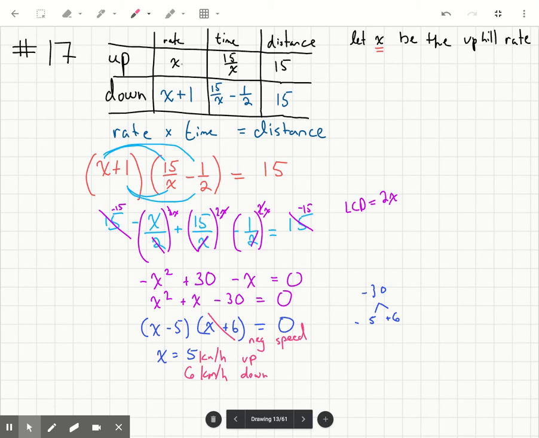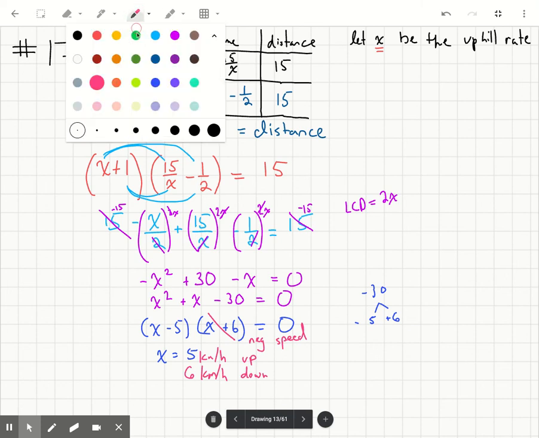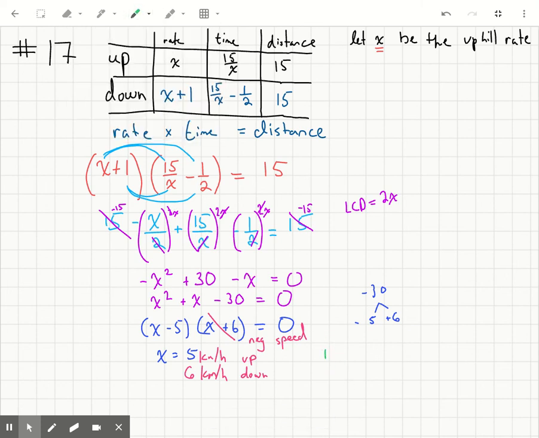The question asked how long the entire trip is. Okay, so that's pretty simple because what does it ask for? How long? Okay, so time is equal to distance over rate. So if we add the up and the down, let's just write that out. We're going to do that. So total time is equal to the time up plus the time down.